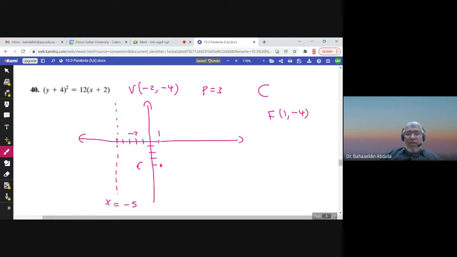Let us find the latus rectum. 4p equals 12. This is the length of the latus rectum. So 6 up from the focus and 6 down.